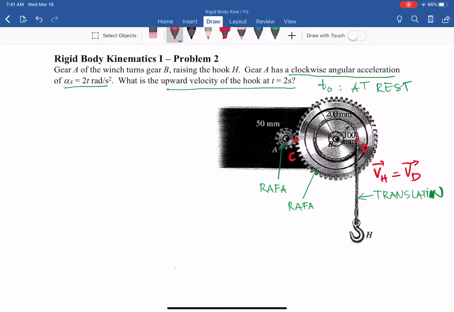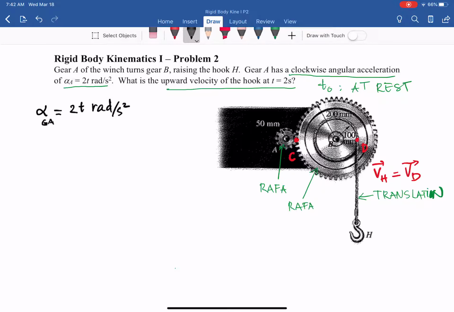So if the question asks what is the velocity of the hook, then we can find it through the velocity of point D. So let's go back to the problem and start here. They give us alpha, so we have alpha equal to alpha A of gear A. Let me put that here so that it's not confusing. Gear A, alpha GA, equal to 2t radian per second squared.